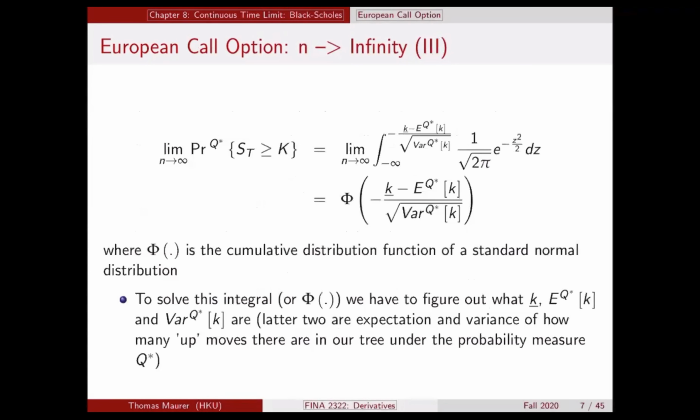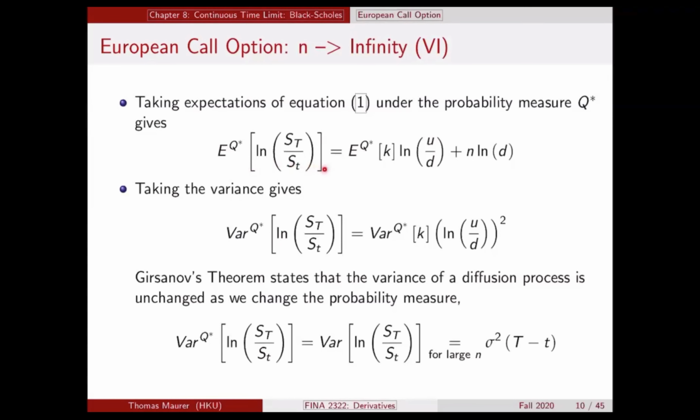But the next thing which we have to figure out is what is the expectation of k and what's the variance of k under the Q star measure. That's what I'm going to do next. So taking the expectation of the log return under the Q star measure, well, that's just going to be this expectation of k under the Q star measure times these log returns of u and d as defined before.